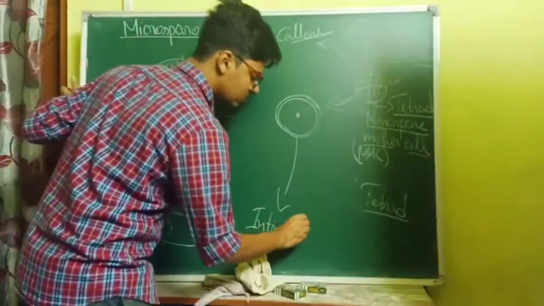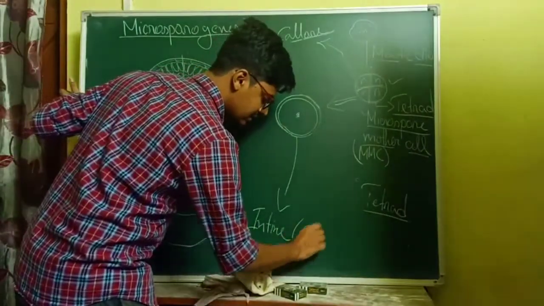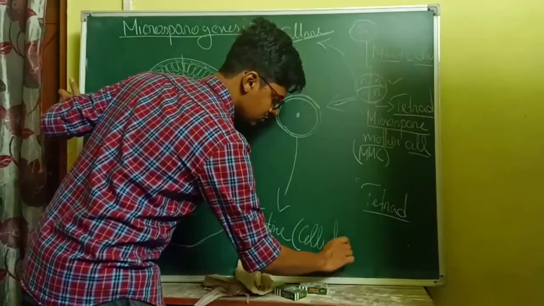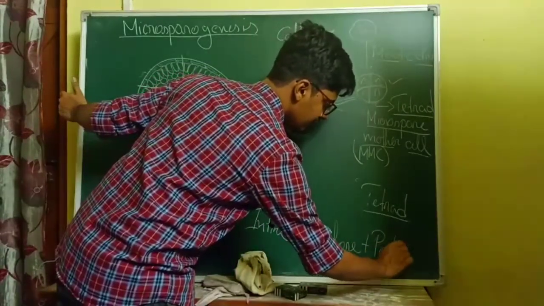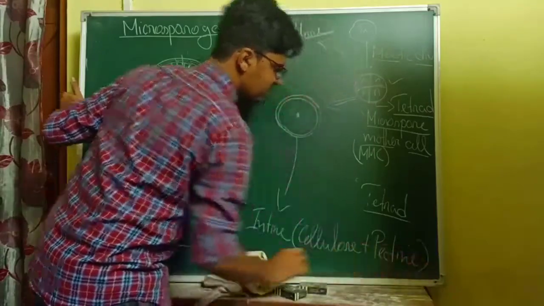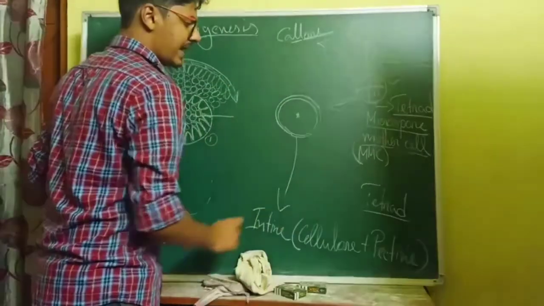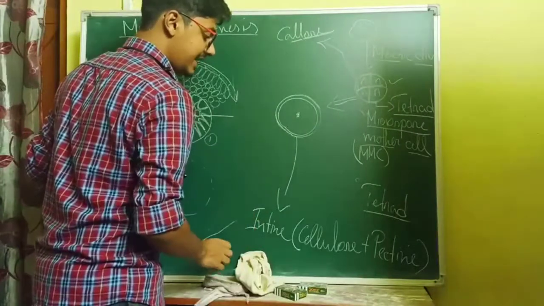And it is made up of 2 things. There are cellulose and pectin. Okay, this is made up of 2 things: cellulose and pectin, the first layer, which is called intine.